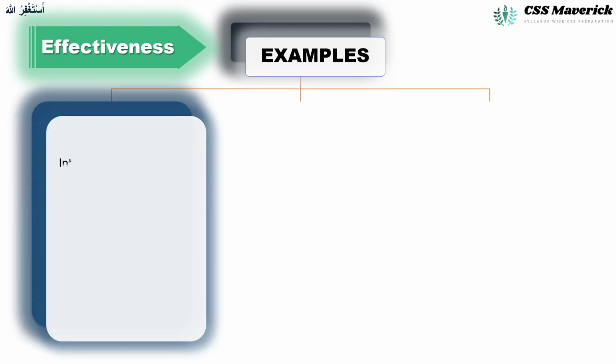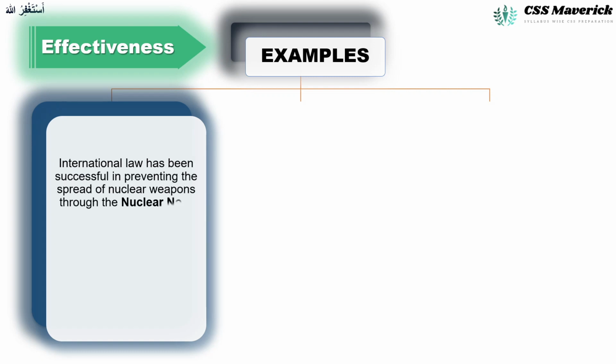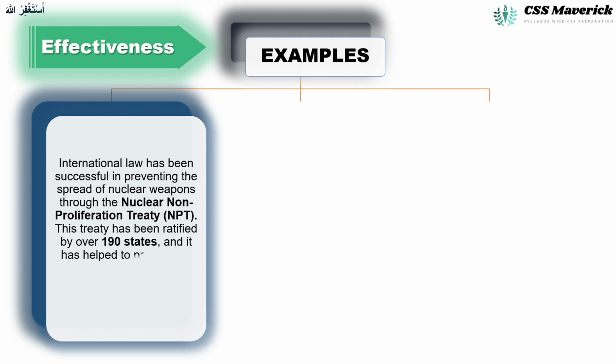So our first example is that international law has been successful in preventing the spread of nuclear weapons through the Nuclear Non-Proliferation Treaty. This treaty has been ratified by over 190 states, and it has helped to prevent the spread of nuclear weapons to many countries that do not possess them.